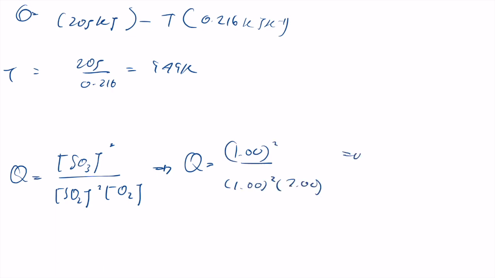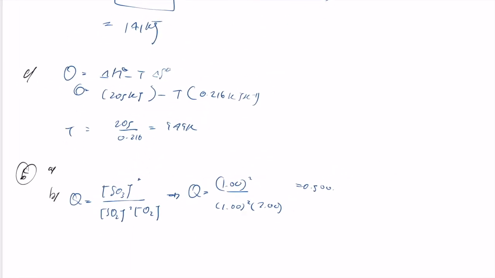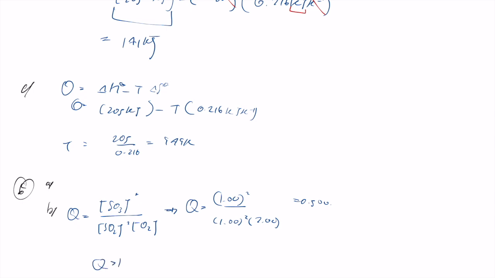So this is just 0.500. Now you need to ask yourself, is Q greater or is Q less than Kc? Well, actually Q is greater than Kc. And because Q is greater than Kc, this means that the reaction must proceed to the left.